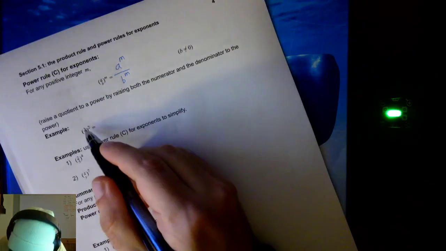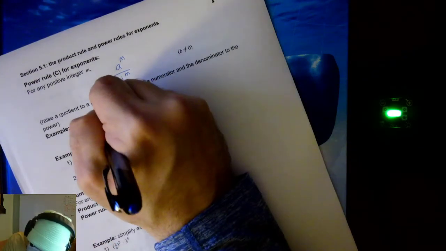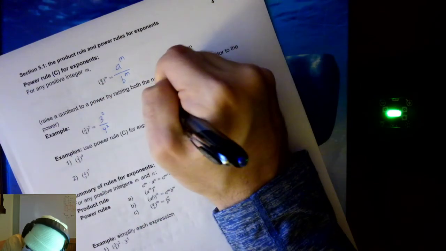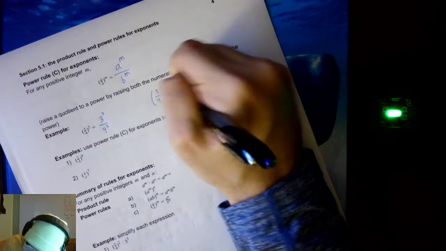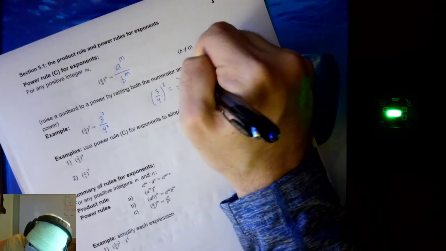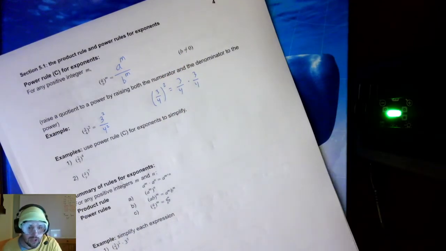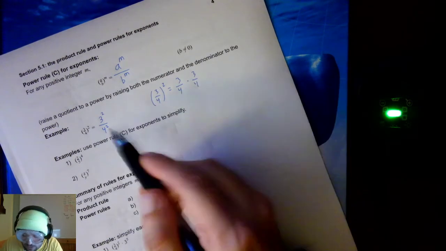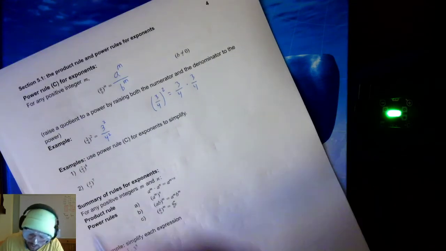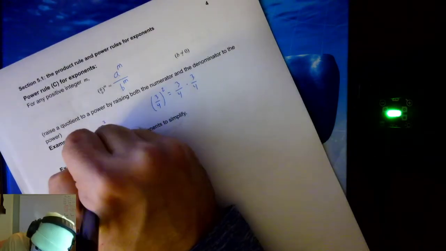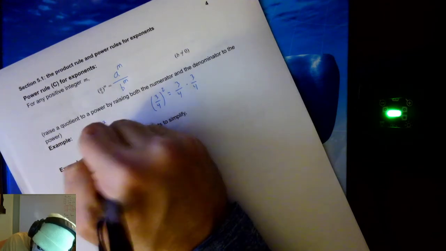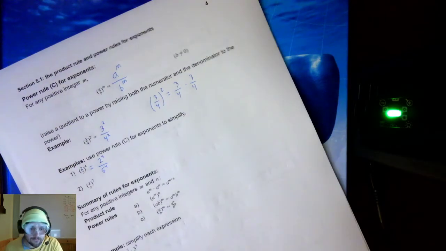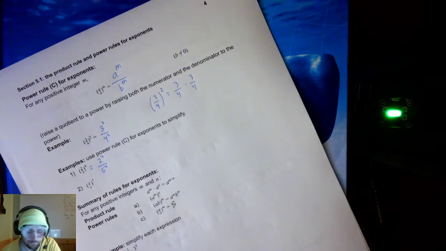So let's take a look. 3/4 squared will be 3 squared over 4 squared. And that's because 3/4 squared would be 3/4 times 3/4, right? That's how you square a number. You multiply it by itself. 3 times 3 in the top is 3 squared. 4 times 4 in the bottom is 4 squared. So, in my first example, 2/5 to the 4th would be 2 to the 4 over 5 to the 4. The 4 would get applied to both.